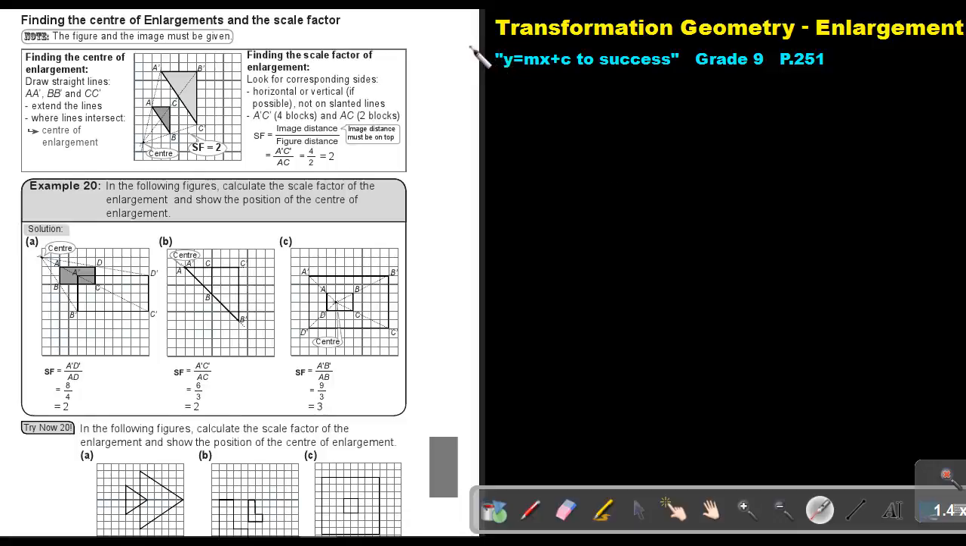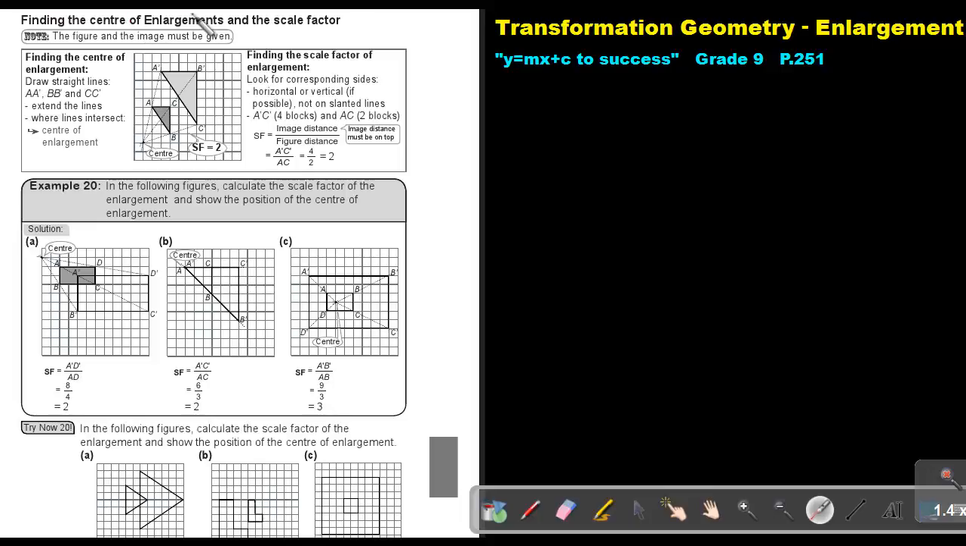Part 17. We are going to continue with transformation geometry, and we're still going to stand still at enlargement. You will find this on page 251 in the Namibian Mathematics Grade 9 textbook.